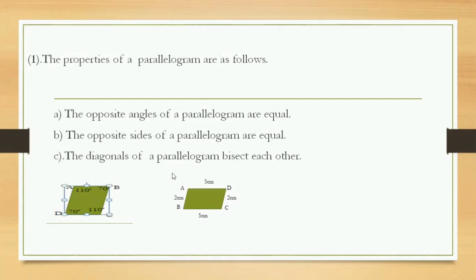Opposite sides are equal. And similarly, the diagonals of a parallelogram bisect each other. That means when you draw the diagonals in the parallelogram, suppose one diagonal is 8 centimeter, it will divide into 2 parts of 4 centimeter. And if it is 14 centimeter, this one part will be 7 centimeter, 7 centimeter. Like this, diagonals will be bisected in a parallelogram.